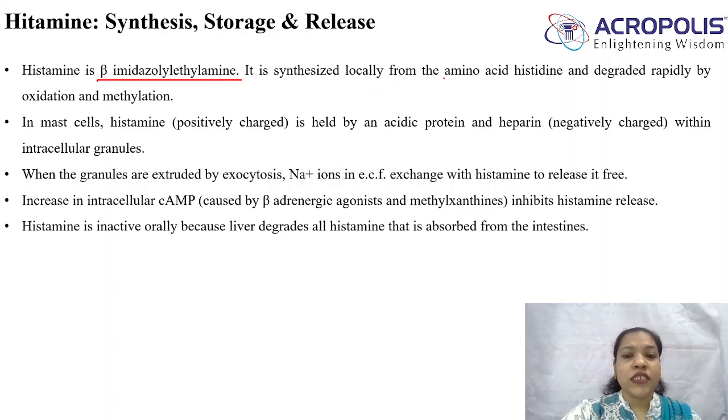Now, it is synthesized from the amino acid histidine and it is degraded by two pathways, that is oxidation and methylation. We have already seen in the introductory slide that it is stored inside the mast cell. Histamine is positively charged and therefore requires a negative counterpart for its storage. So inside the mast cell, it is stored along with negatively charged acidic protein or heparin.